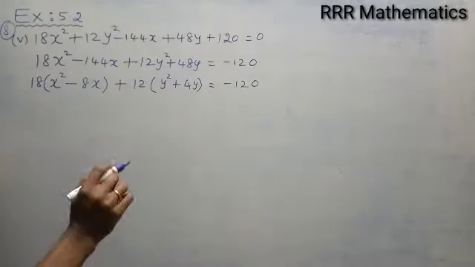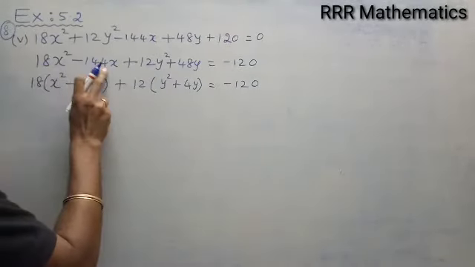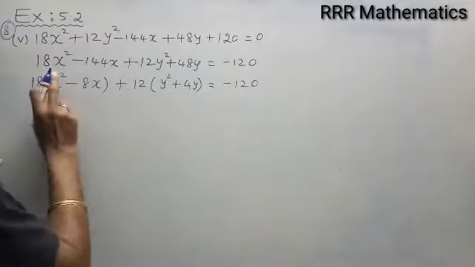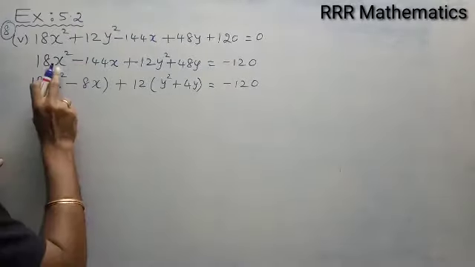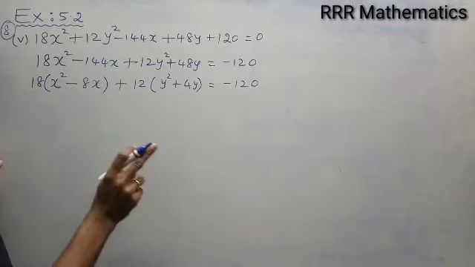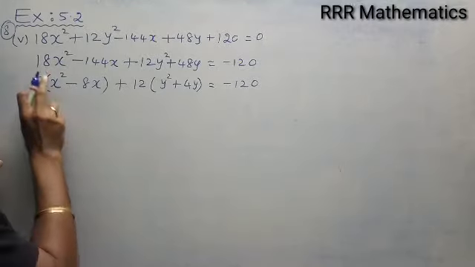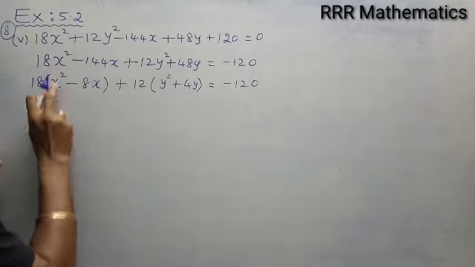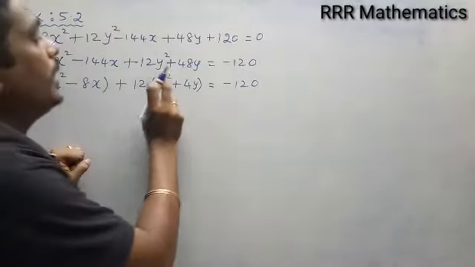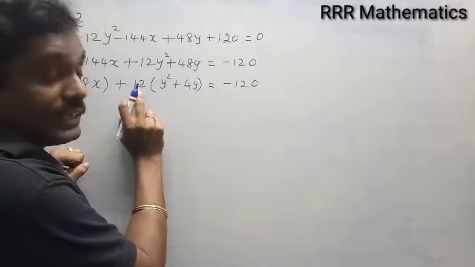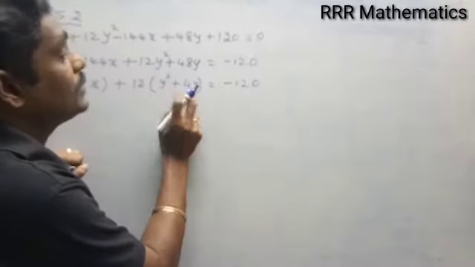Very first step, after writing x² and x, successively y² and y, keep the constant on the right hand side. Applying the completion of square method, take the x² coefficient as common. When you take 18 as common between these two terms, the bracket will be x² − 8x. Between the y terms, take 12 as common, and it will be y² + 4y.